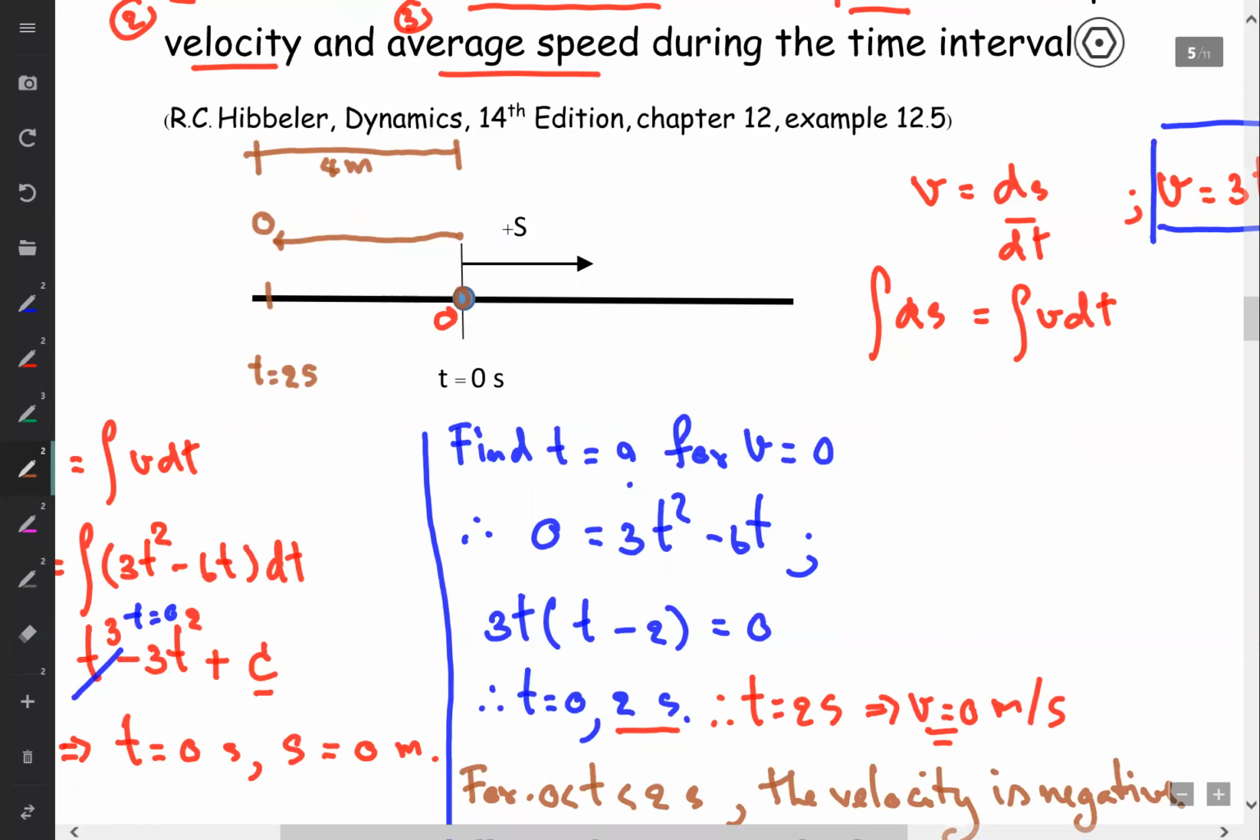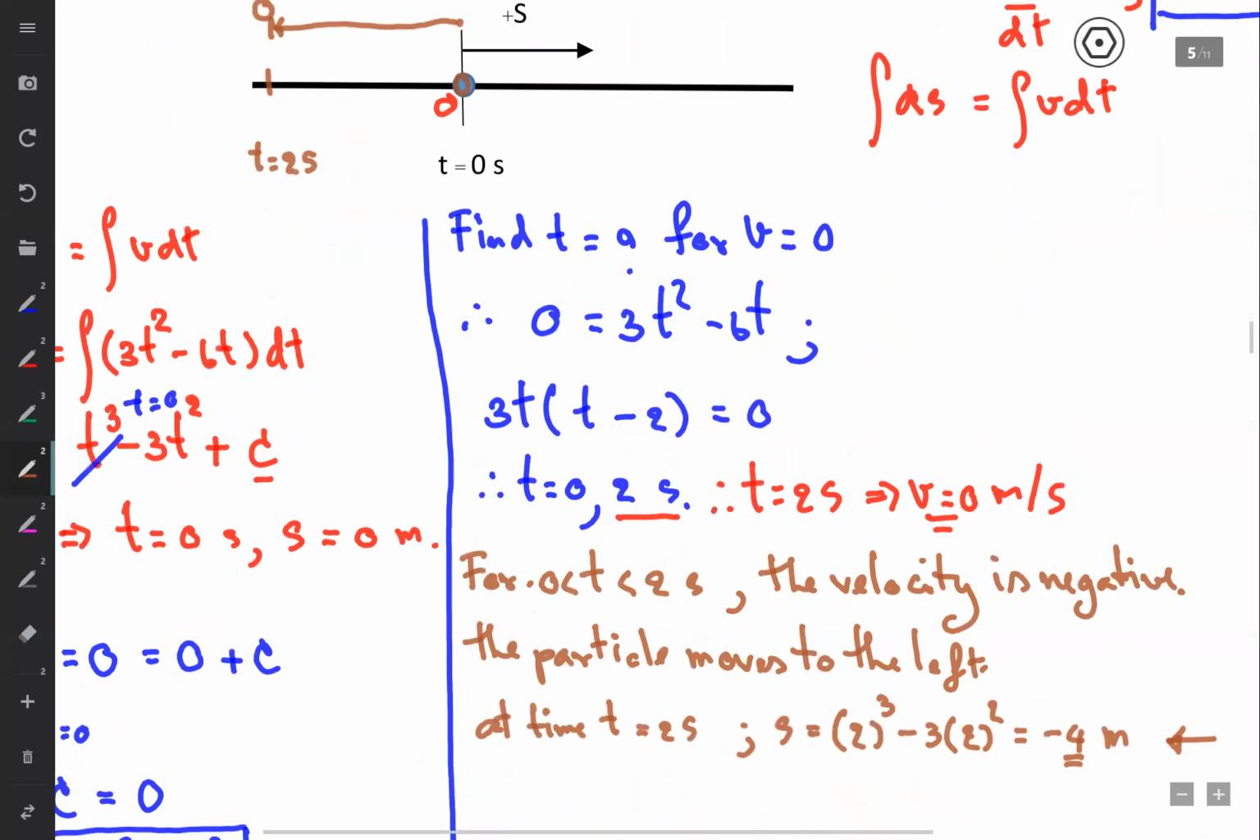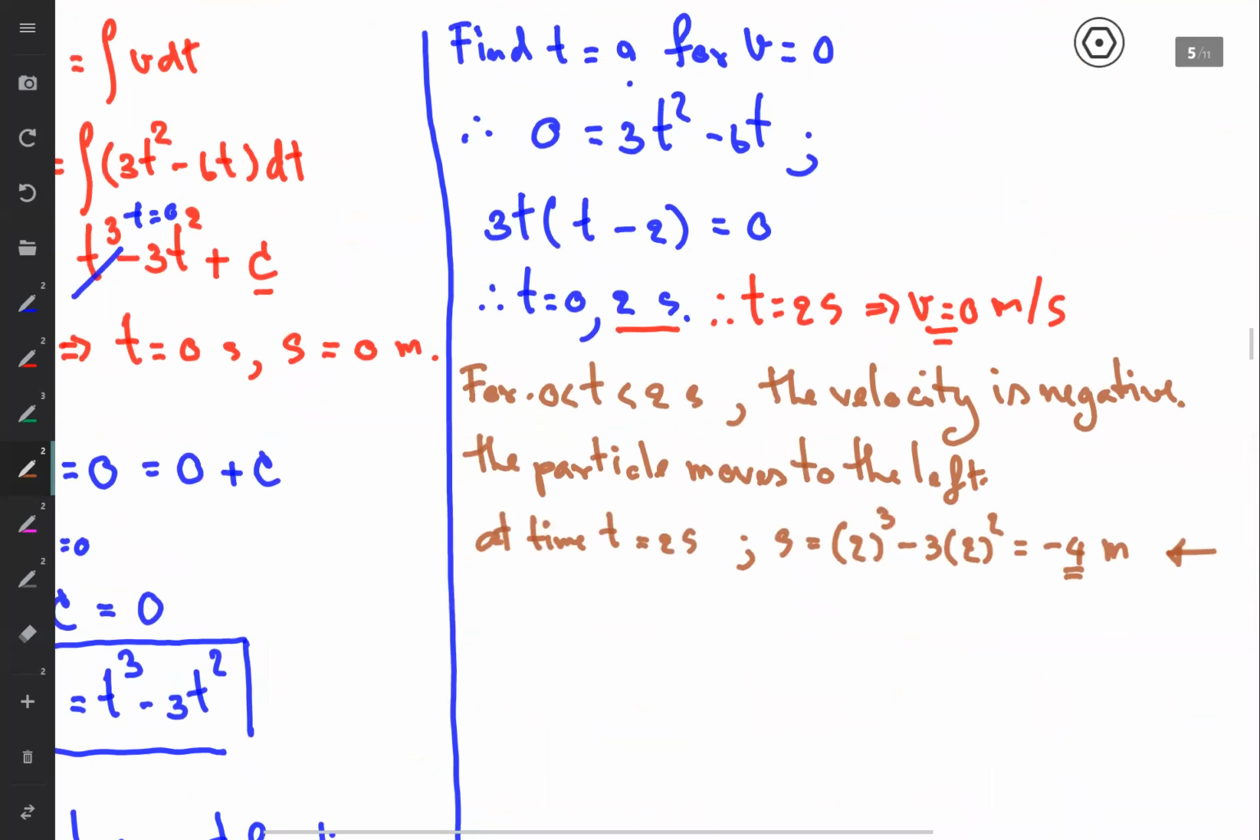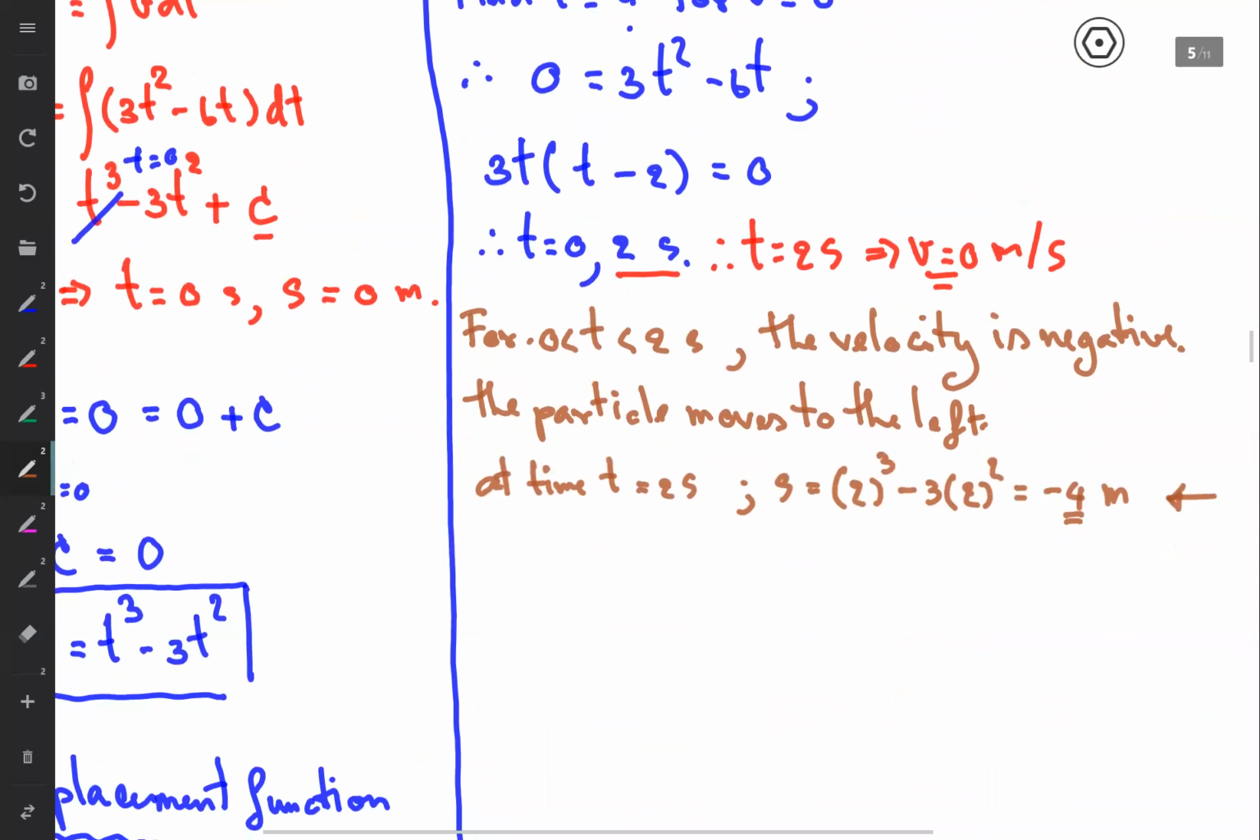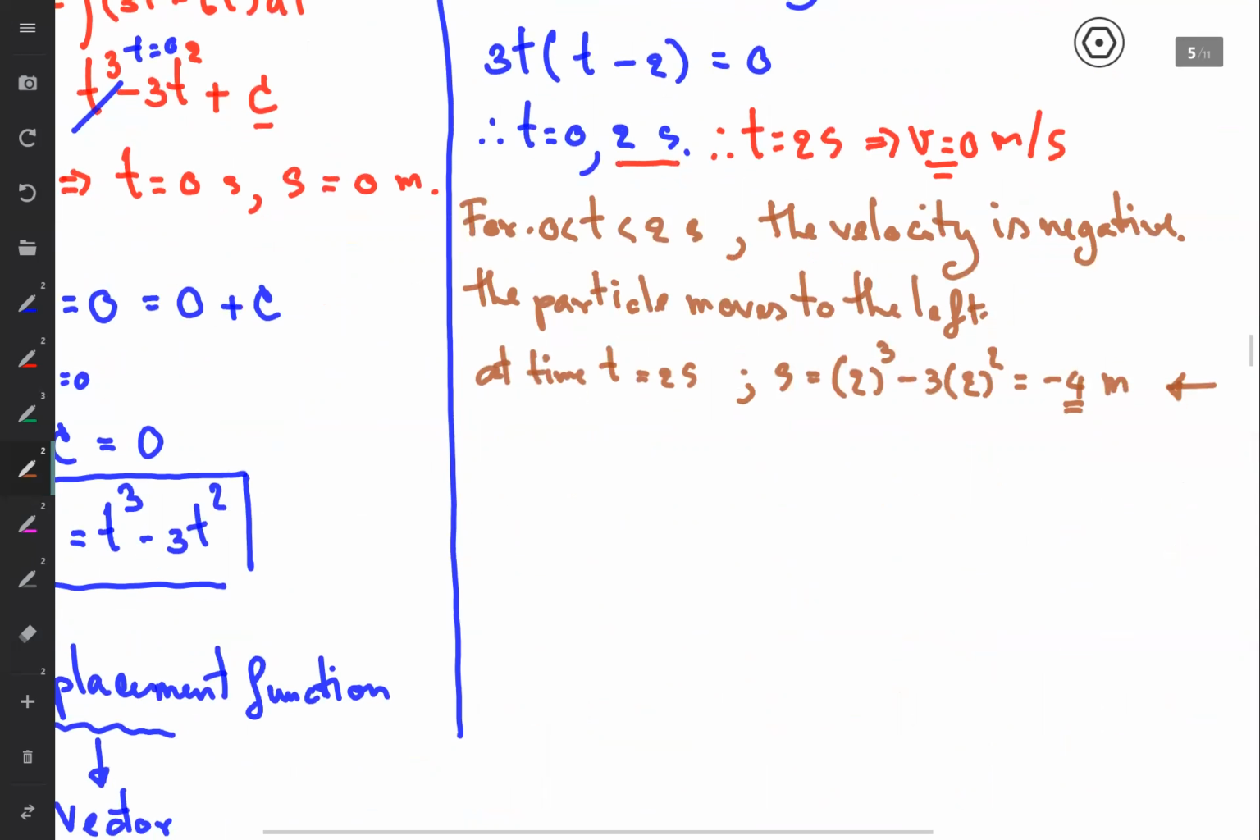And after that, the velocity becomes 0 again, so it will change the direction of the motion. And after that, when time t equals 3.5 seconds, what happened?